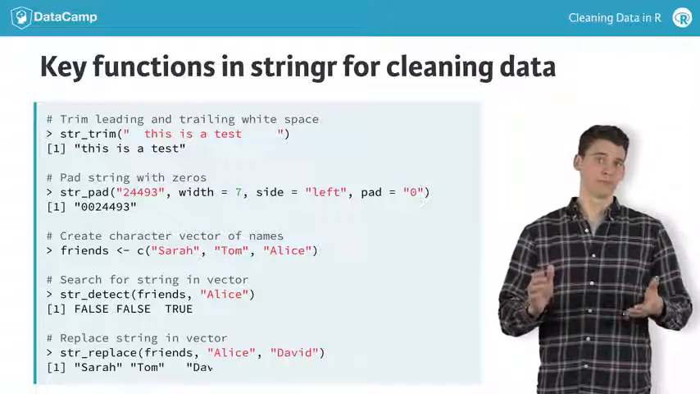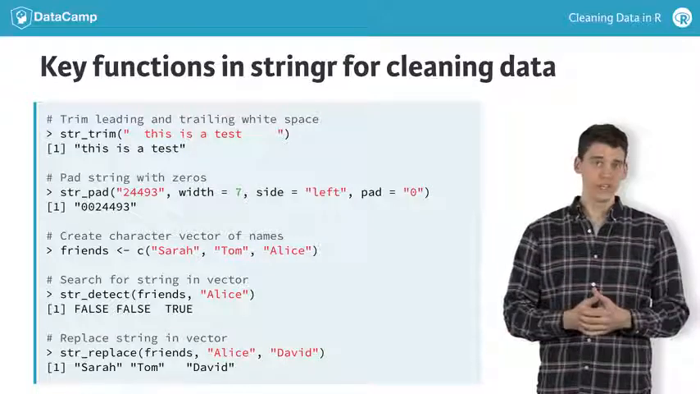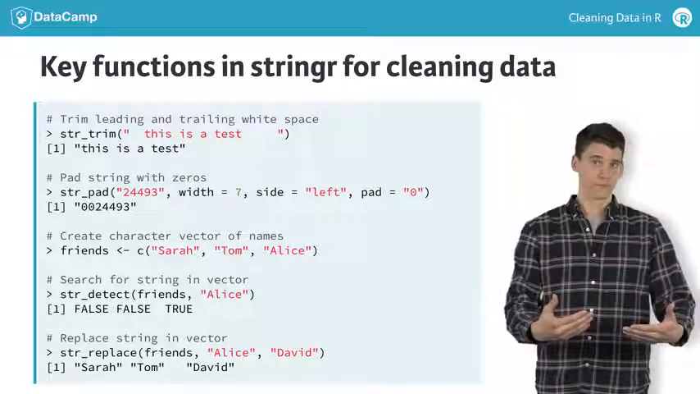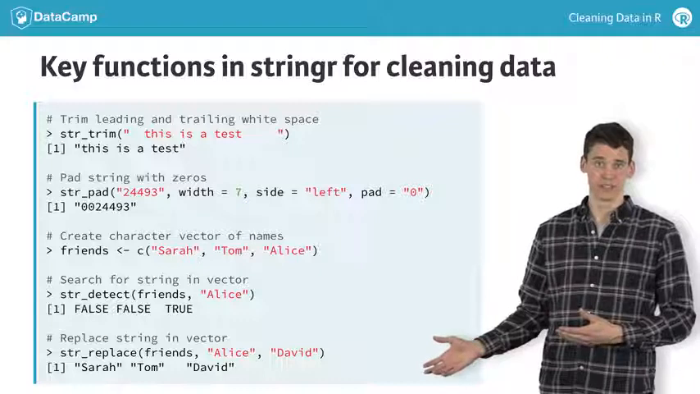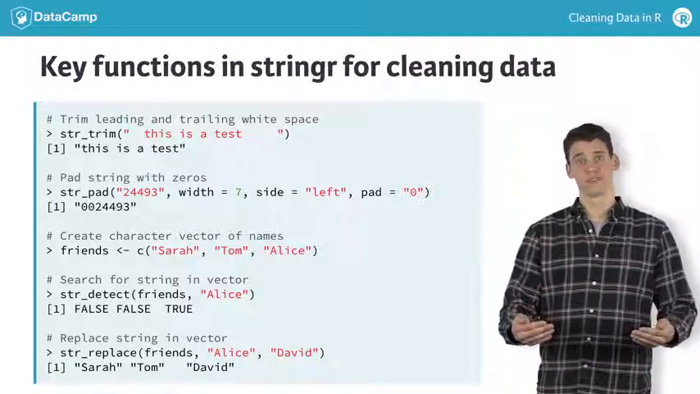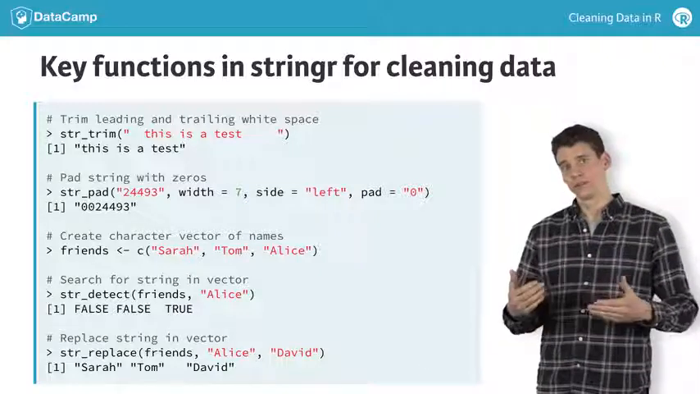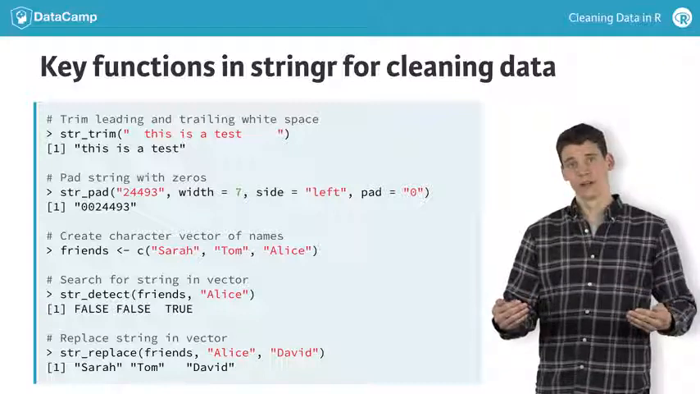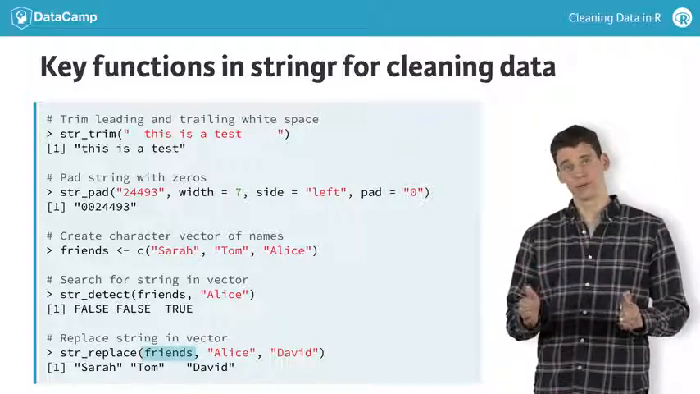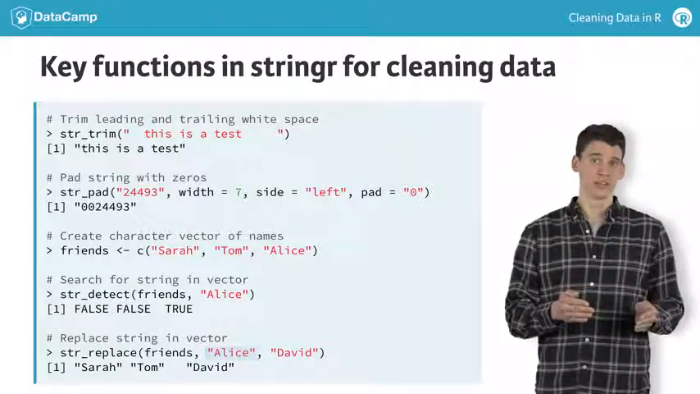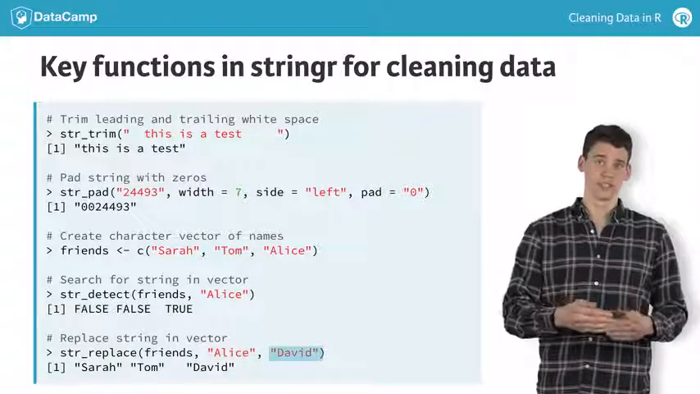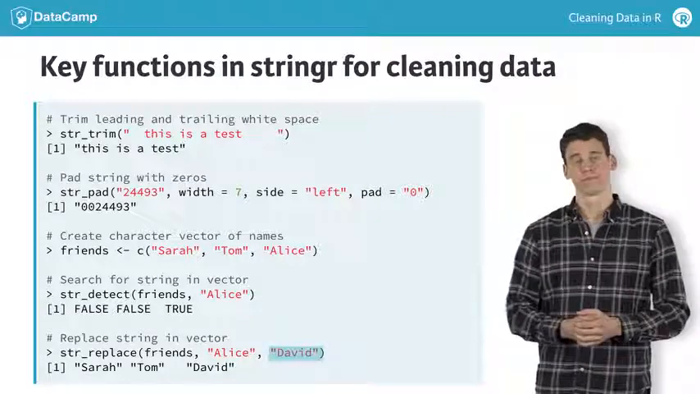Instead of simply detecting the presence of Alice, we can even go one step further and replace it with something else, in this case, David, with the str_replace function. Like every function in stringr, the first argument is the input string. Then the second argument is the string being replaced, and the third is what we're replacing it with.